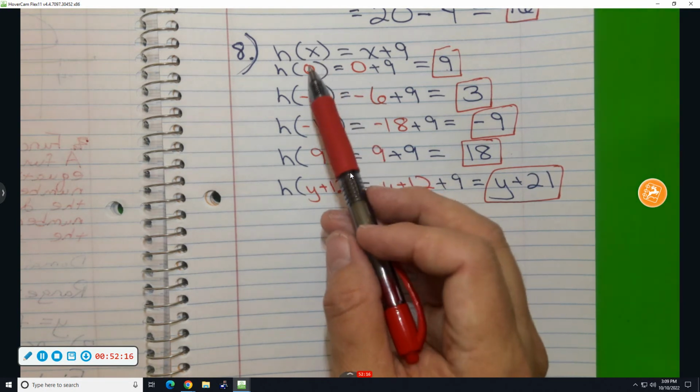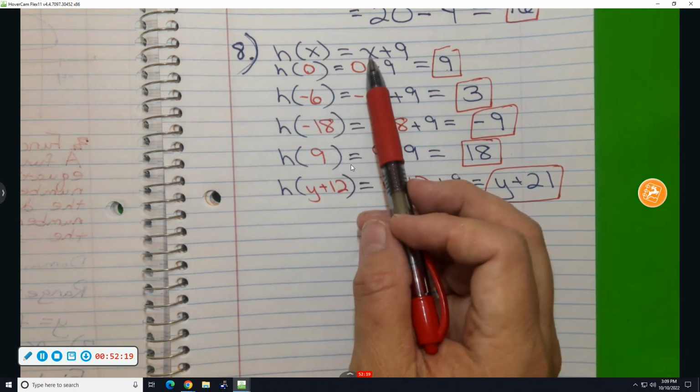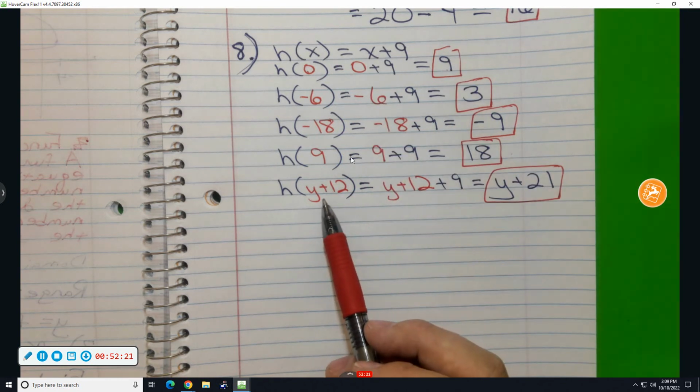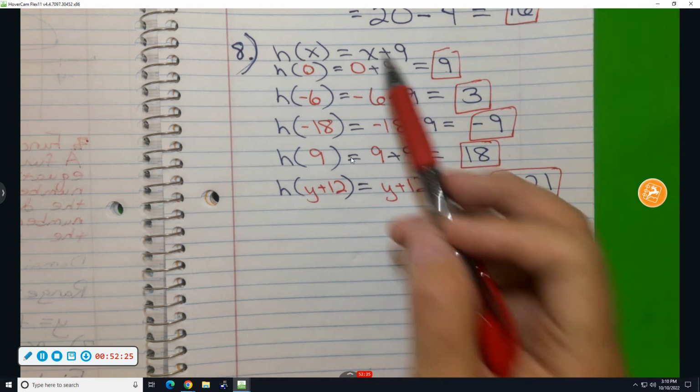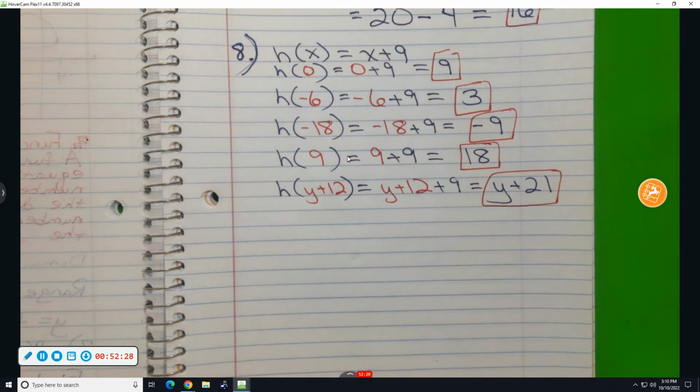We replaced the x with 0. We replaced it with negative 6. Down here, the thing in the parentheses was y plus 12, and we replaced that variable with y plus 12. Any questions there?